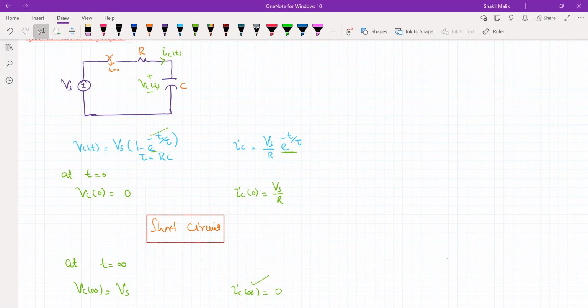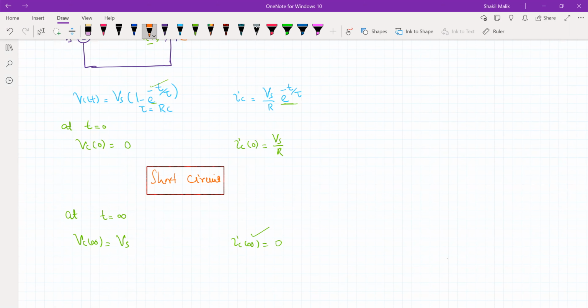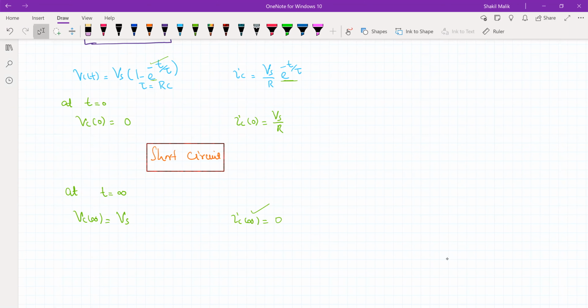Now, when will the current through an element be 0? If the circuit is an open circuit. That means at t equal to infinity, the circuit is behaving like an open circuit. So at t equal to infinity, the circuit is behaving like an open circuit.